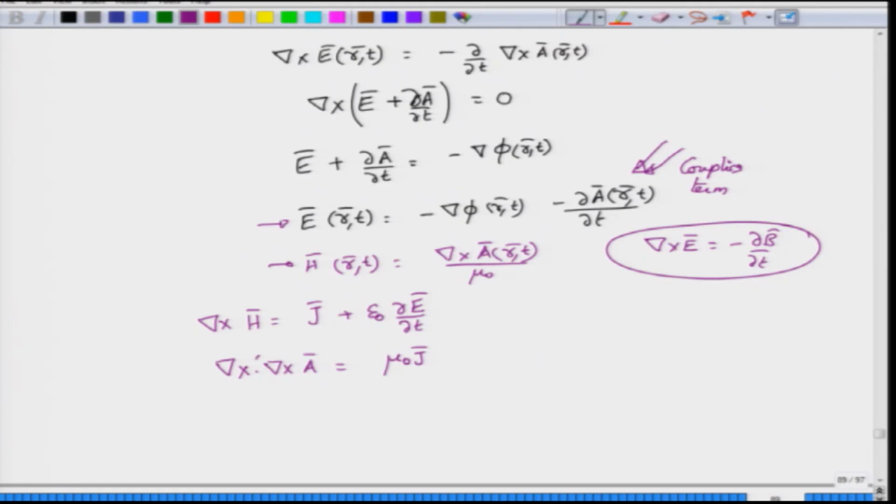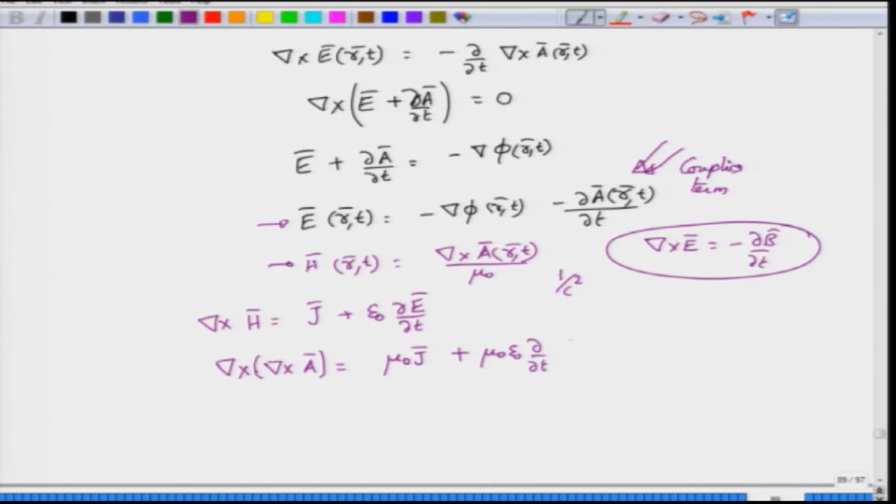I hope we understand where this is coming from. This del cross A is coming from del cross A by mu naught. Now, I have multiplied that mu naught onto this side. So, that is coming from the definition of H, and then the del cross of that is already present. Plus mu naught epsilon naught, which of course you recognize as 1 by c square, and then you have del E by del t.